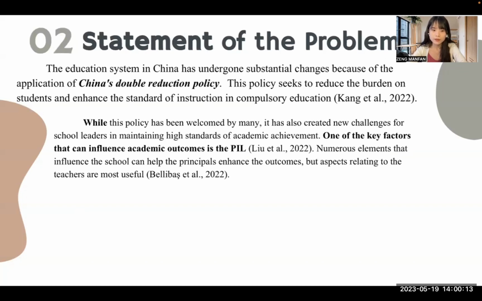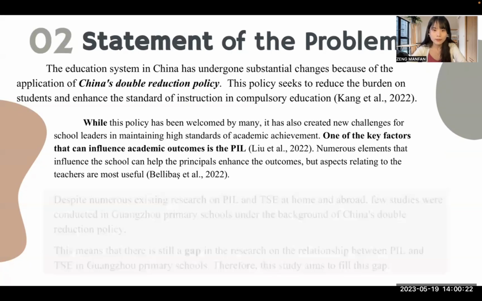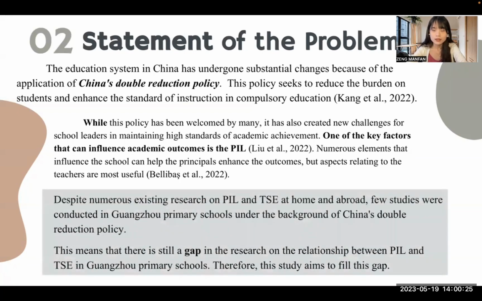One of the key factors that can influence academic outcome is the principal instructional leadership. Numerous elements that influence the school can help the principal enhance the outcomes, but aspects relating to teacher are most useful. Despite numerous existing research on principal instructional leadership and teacher self-efficacy at home and abroad, few studies were conducted in Guangzhou primary schools under the background of China's double reduction policy implemented for nearly 2 years. This means there is still a gap in this research on the relationship between PIL and TSE in Guangzhou primary schools. Therefore, this study aims to fill this gap.